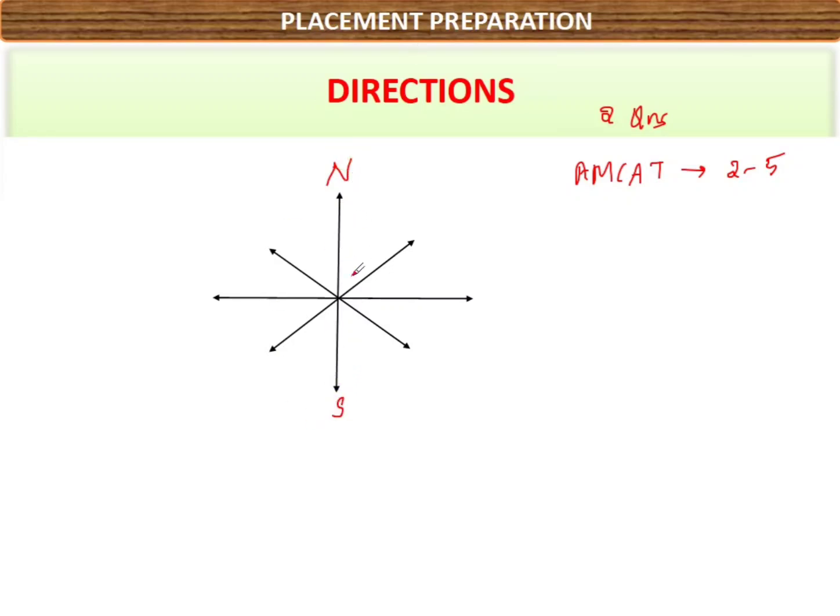Usually north and south everyone will know, but you will get confused with west and east. Which will come first, east or west? Because we always have a habit of saying east, west, north, south. For us, east will come first. But be careful with directions. This is west, this is east. So north, south, west, east.